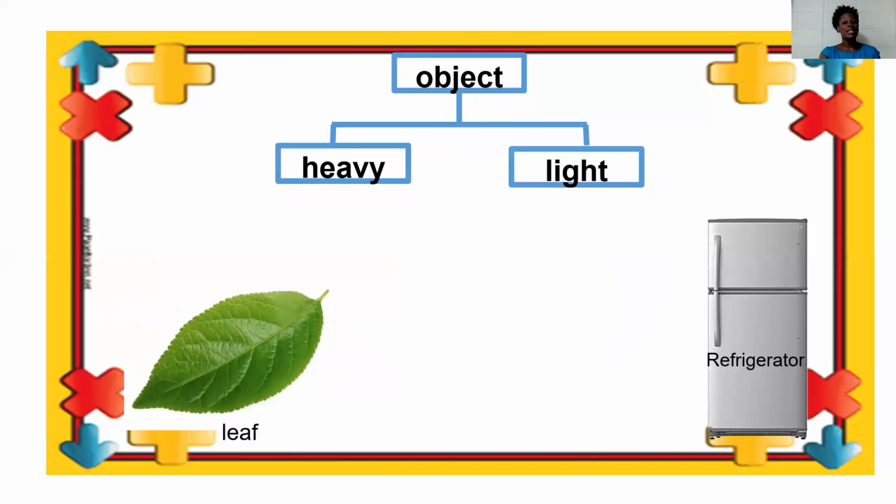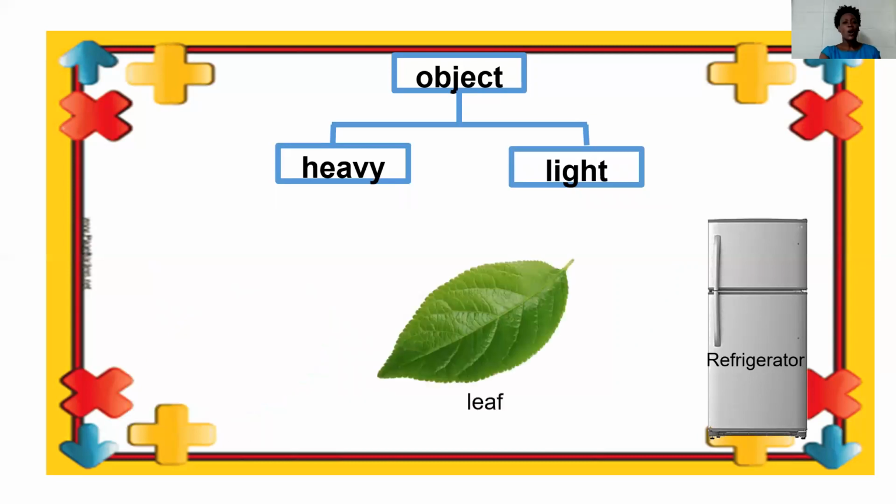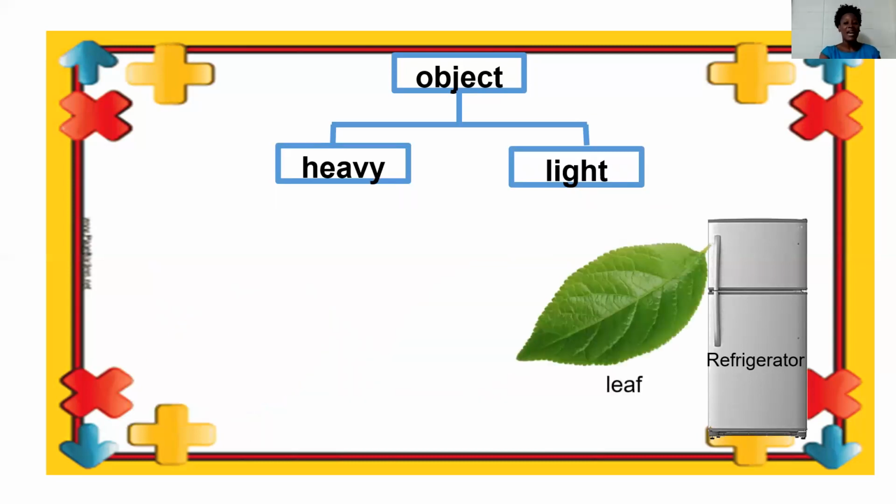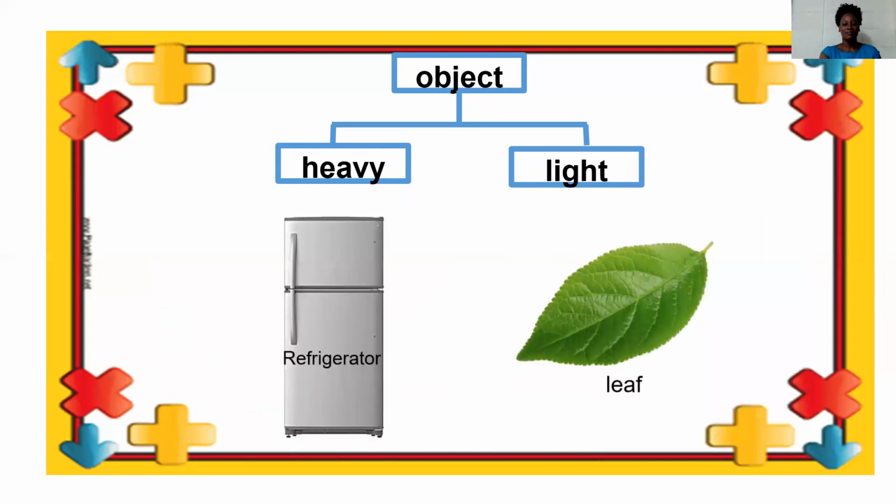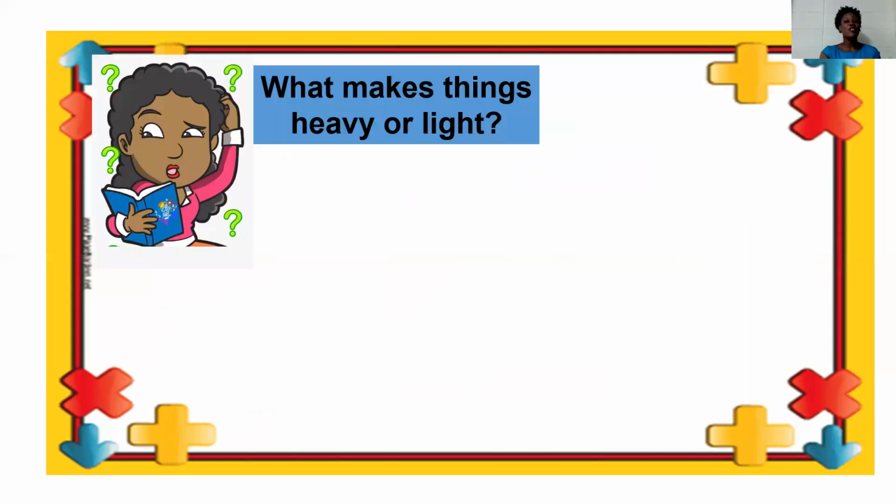What about this leaf and refrigerator? Is the leaf heavy or light? Did you say the leaf is light? Well done. The leaf is light and the refrigerator is heavy. You have done a good job at grouping these objects as heavy or light.